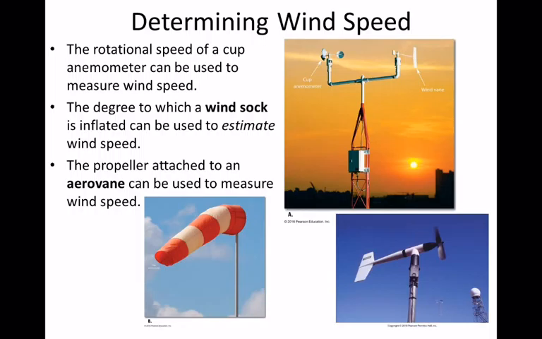An aero vane has the propeller part, which will give wind direction. But it also has a blade that will spin around depending upon how fast the wind's blowing. So again, they can take this rotational speed and translate it to a wind speed.